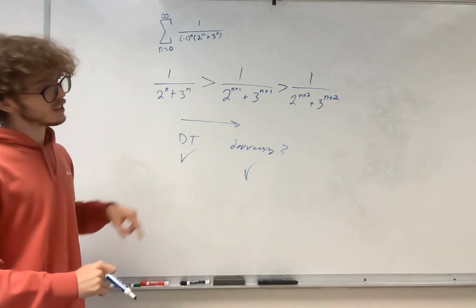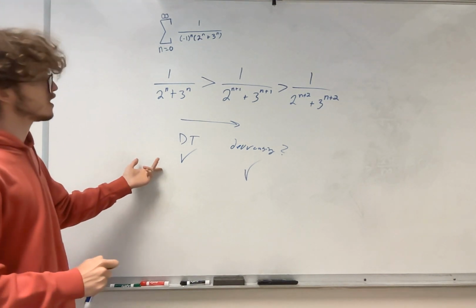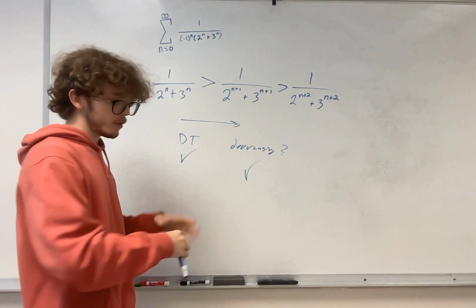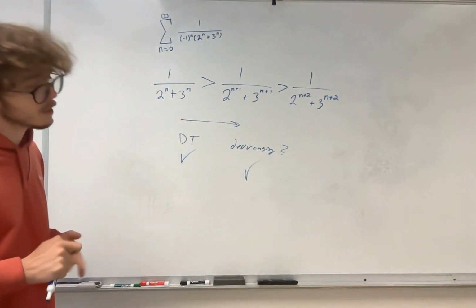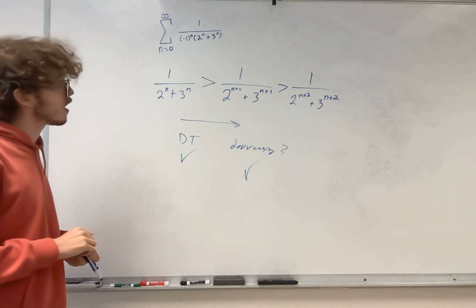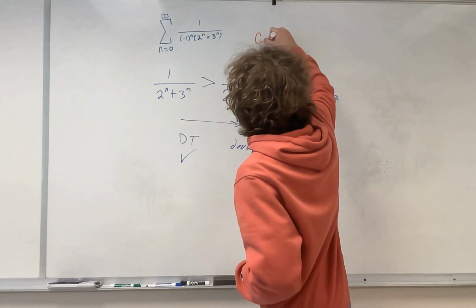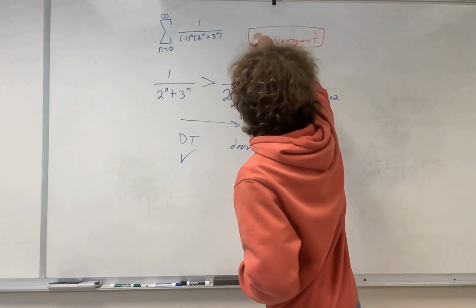If you don't pass the divergence test, well, obviously you're divergent. But if you don't pass the decreasing test and you're increasing, well, remember you're kind of growing your series, so therefore it's going to be divergent instead of convergent. So here we'll say convergent.